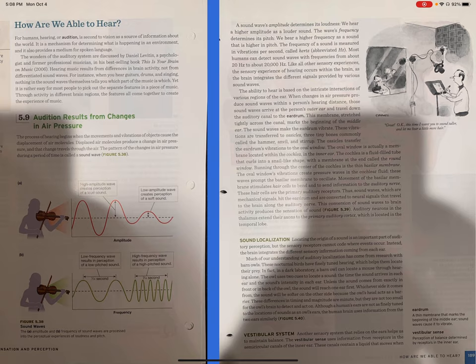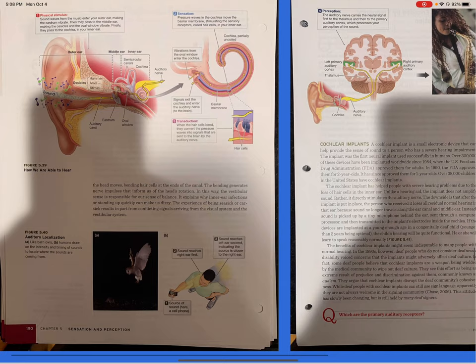Another sensory system that relies on the ears helps us to maintain balance. The vestibular sense uses information from receptors in the semicircular canals of the inner ear. These canals contain a liquid that moves when the head moves, bending hair cells at the ends of the canals. The bending generates nerve impulses that inform us of a head's rotation. In this way, the vestibular sense is responsible for our sense of balance. It explains why inner ear infections or standing up quickly can make us dizzy. The experience of being seasick or carsick results in part from conflicting signals arriving from the visual system and the vestibular system.